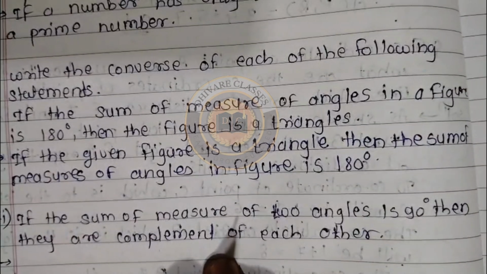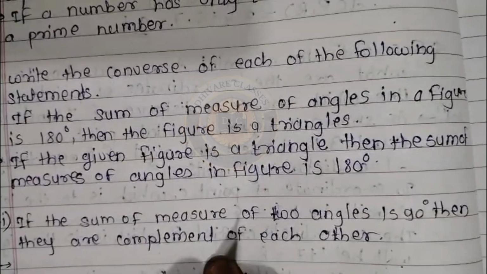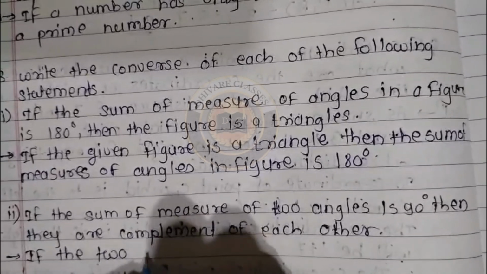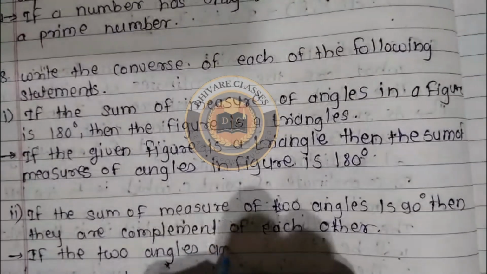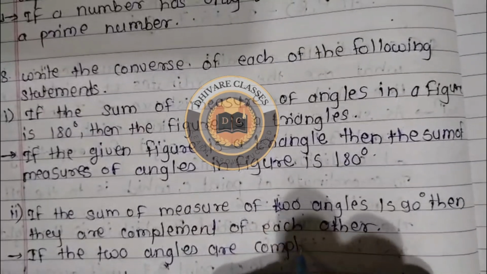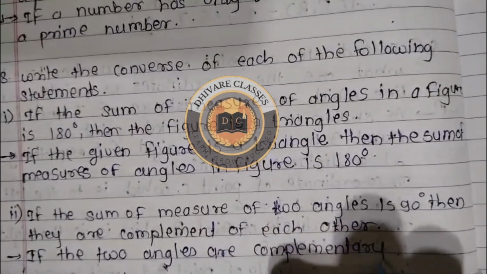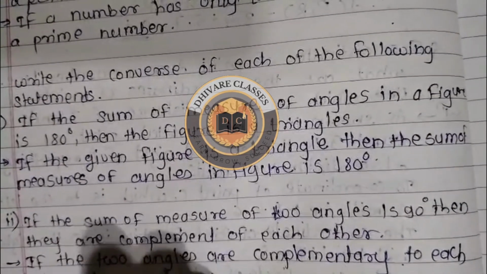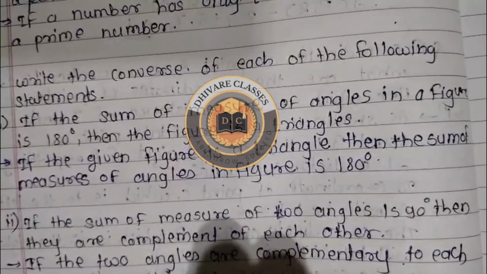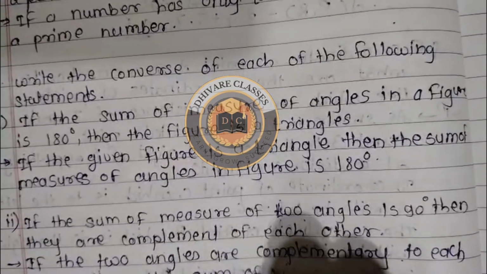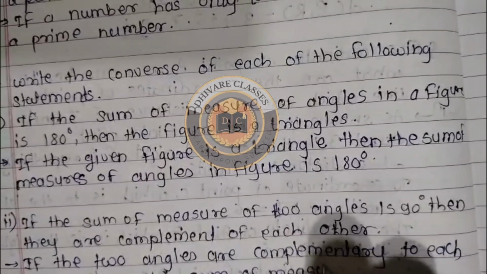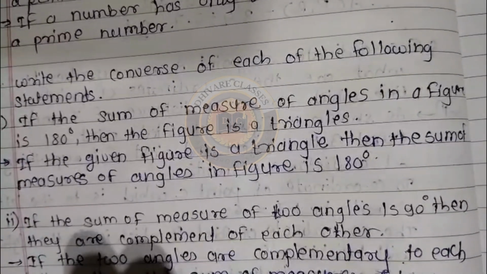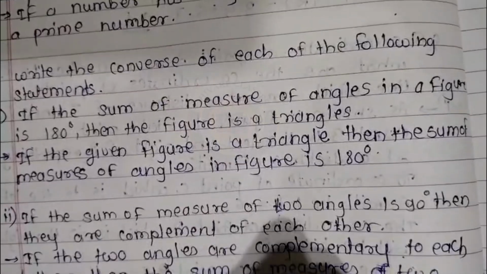Second: if the sum of measures of two angles is 90 degrees, then they are complements of each other. The converse: if the two angles are complementary to each other, then the sum of measures of the two angles is 90 degrees.